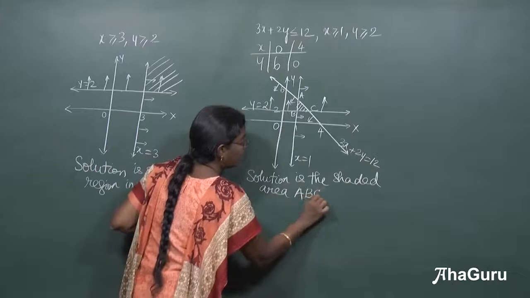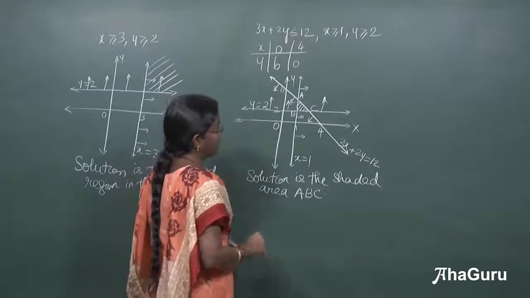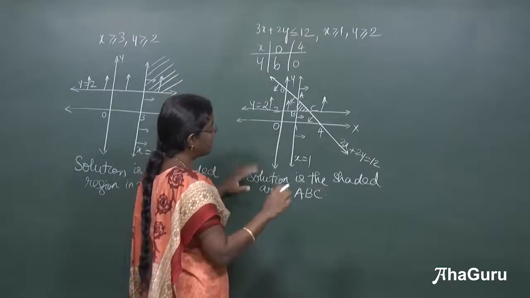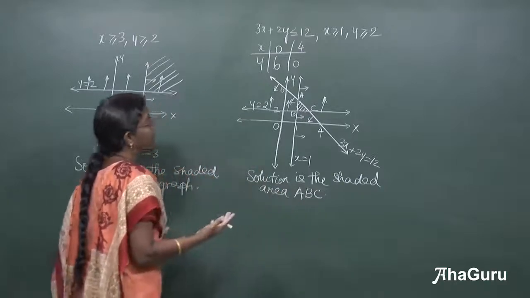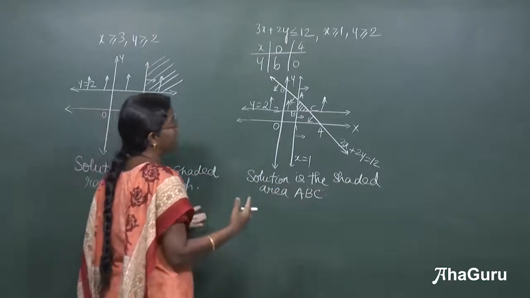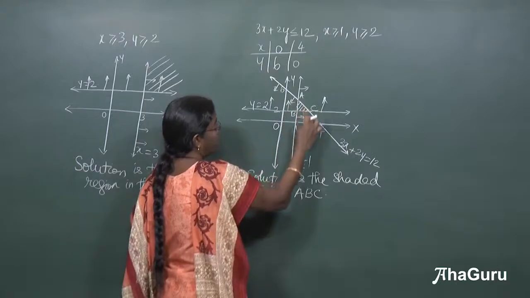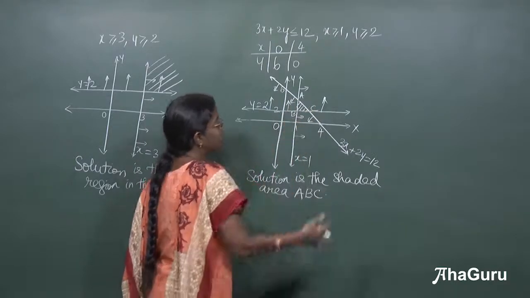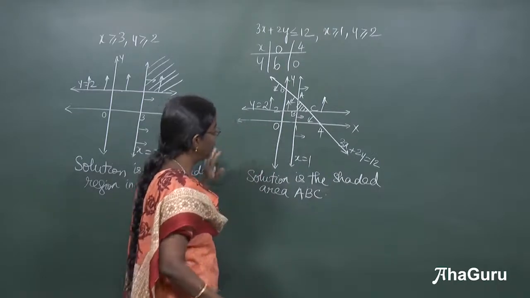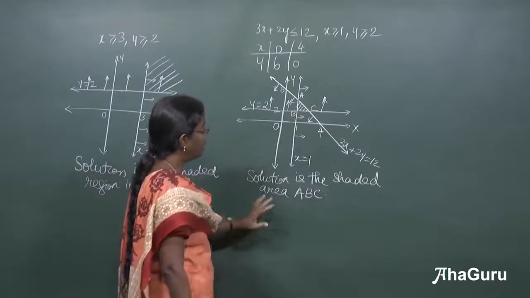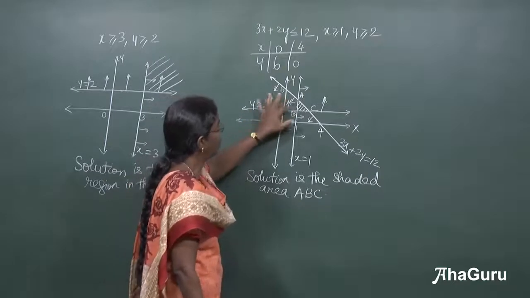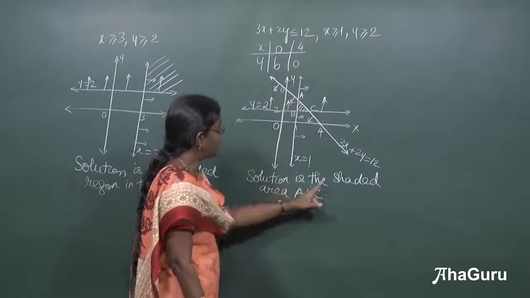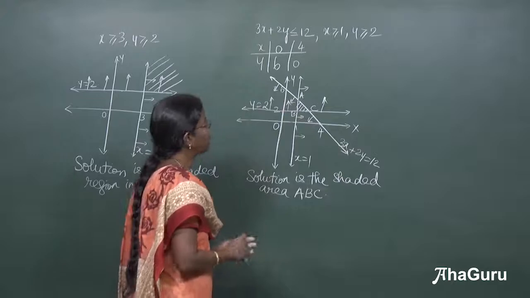ABC. If it is a bounded region like this, here there are 3 vertices, sometimes 4 vertices might be there, it can even have 5 vertices. If it is a bounded or a closed area like this, you will mark the vertices. In case it is unbounded, you do not have to do it, you will just write the solution as the shaded area and stop. If it is a bounded one, mark the vertices and write the solution as the shaded area ABC.